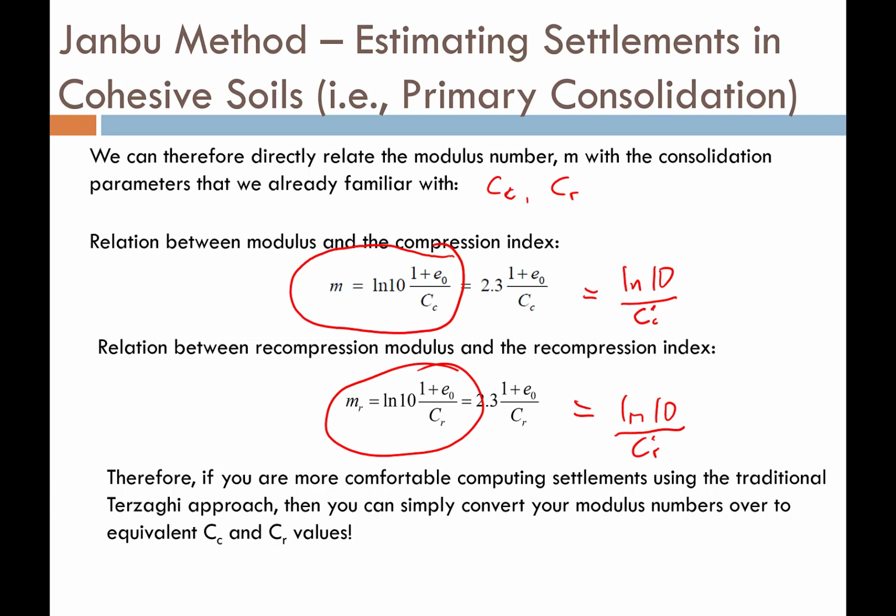So, you know, you can take your pick. If you want to go back and use the traditional Terzaghi method with consolidation curves, go for it. Or if you want to just convert those C sub R and C sub C values to moduli and throw them into the Janbu method, you can do that too. The cool thing is you're going to compute the exact same answer either way. They're going to give you the same numbers.